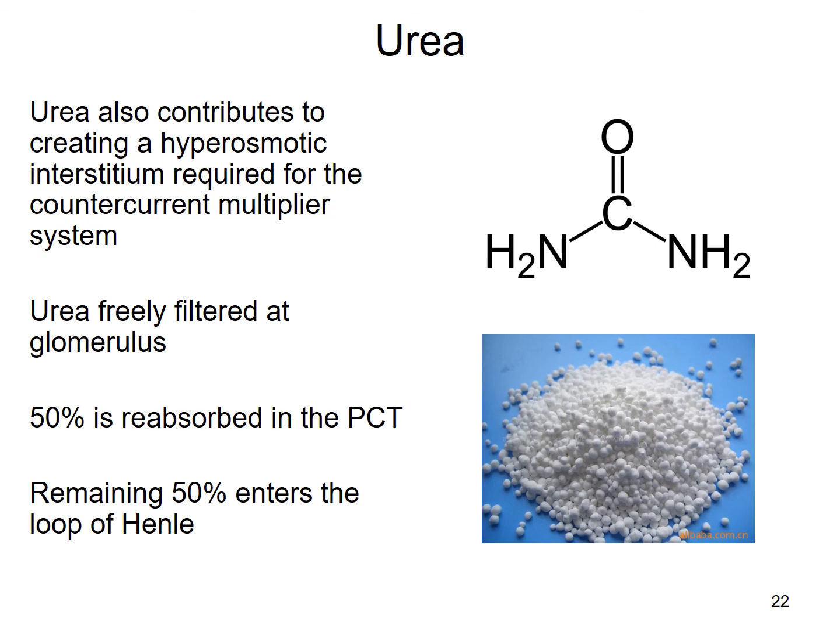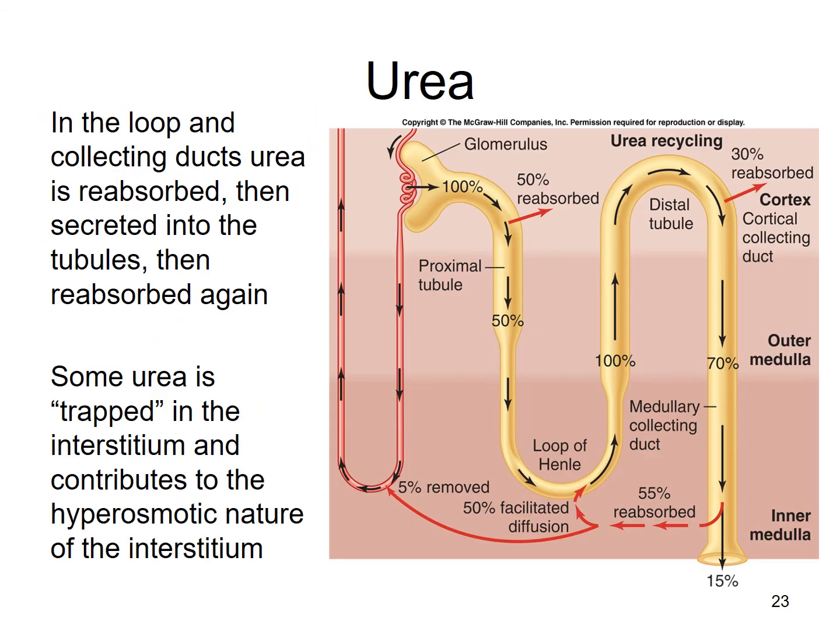Well, first of all, urea is freely filtered at the glomerulus, so it's going to leave the bloodstream very easily. You can see that it's a relatively small chemical, so it's going to leave the glomerulus very easily. Now, 50% of urea actually gets reabsorbed in the proximal convoluted tubule, with the remaining 50% entering the loop of Henle. So in the loop and in the collecting ducts, urea gets reabsorbed, secreted into the tubules, reabsorbed again. Some urea gets trapped in the interstitium. But let's take a look at our slide here and just follow this all the way through.